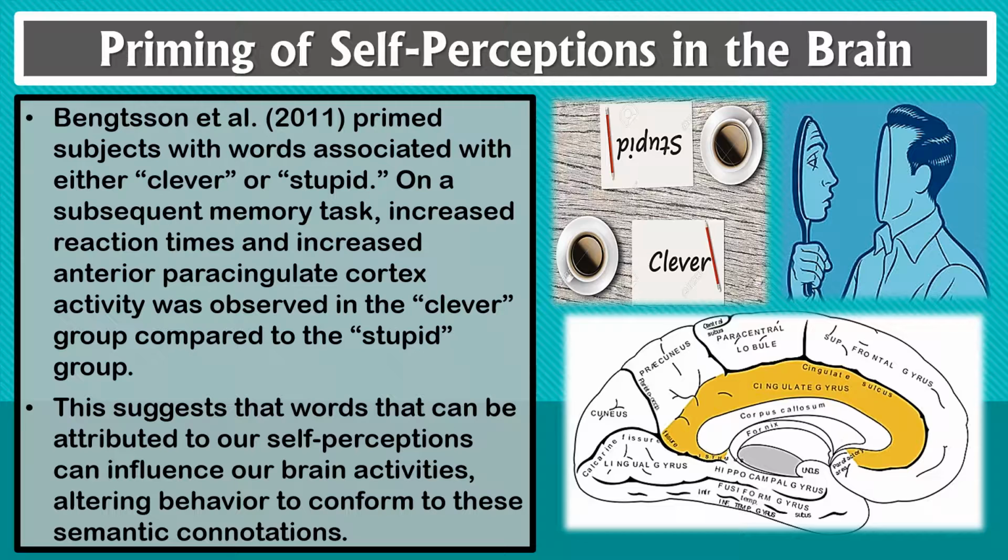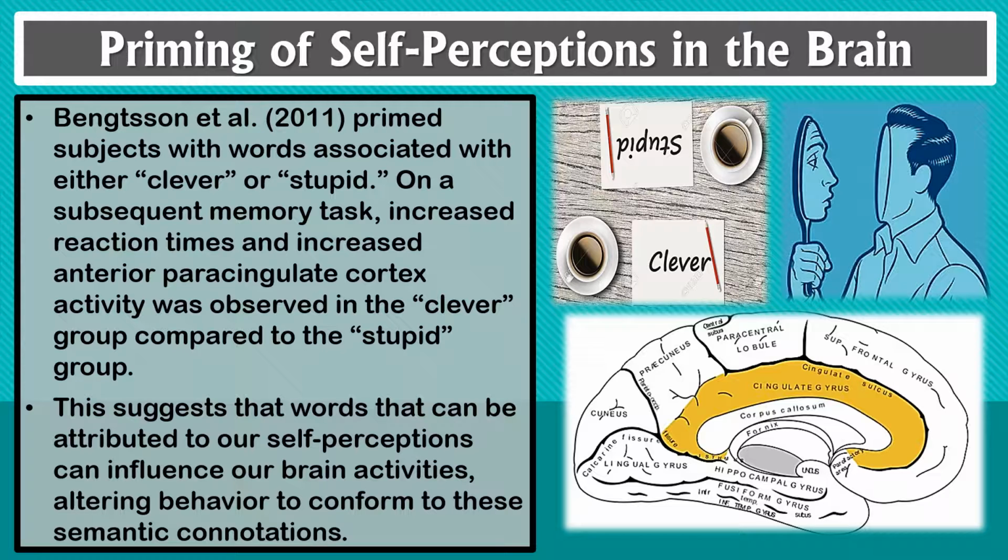Another study by Bengtson et al. 2011 looked into the cognitive effects of self-esteem and self-concept. Participants were primed with words that had either clever or stupid connotations and were then given a memory task. The clever group showed increased reaction times while the stupid group showed decreased reaction times after each error they made in the memory task. fMRI scans showed that the anterior paracingulate cortex, which is responsible for error monitoring, increased its activity in the clever group and decreased its activity in the stupid group.